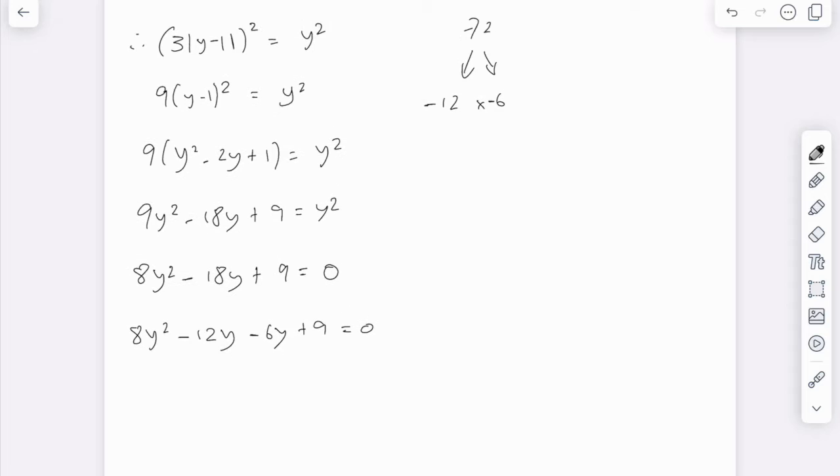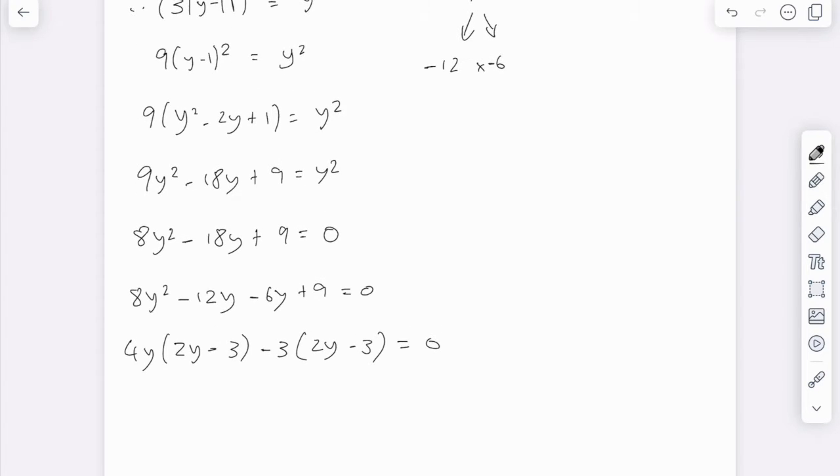Right, so what can I do here? I can take out 4y here, so what we get then is 2y minus 3, okay, minus 3, that'll be 2y minus 3 there as well. Okay, minus 6y plus 9. Okay, cool.